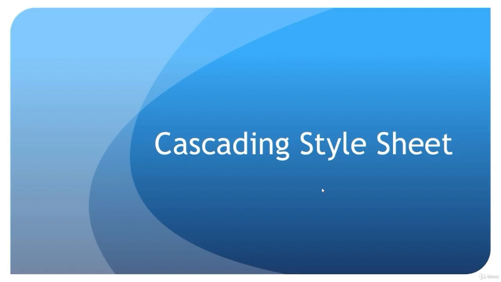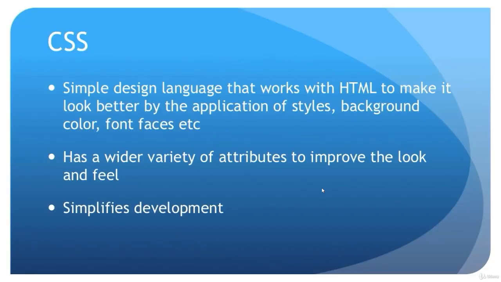In this video, we learn about cascading style sheets, also known as CSS. CSS is a simple design language that handles the look and feel of websites. It works with HTML, a markup language, to improve how it looks by the use of styles, such as background colors, font faces, font sizes, background images, and a lot more styles that it applies. It has a wider variety of attributes to improve the look and feel.